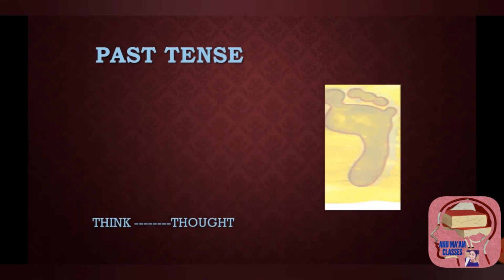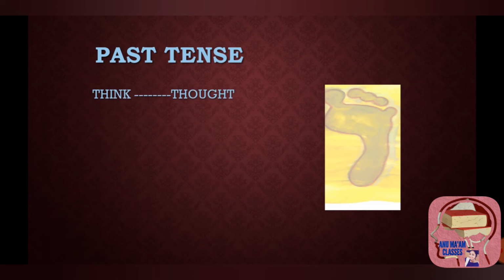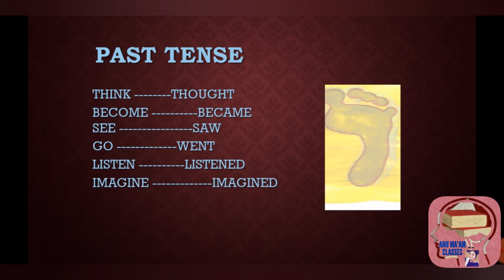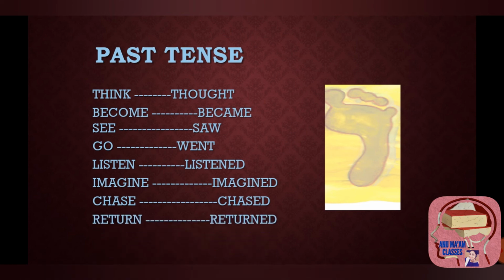Now you have to tell the past tense of this, like think. Past tense of think is thought. Become is became. See, saw. Go, went. Listen, listened. Imagine, imagined. Chase, chased. Return, returned. Okay, these are the past tense of these words. Next.